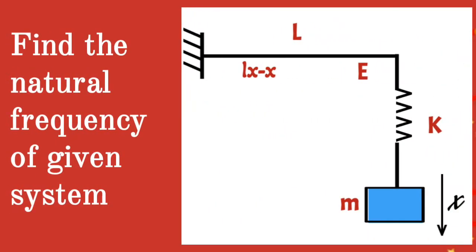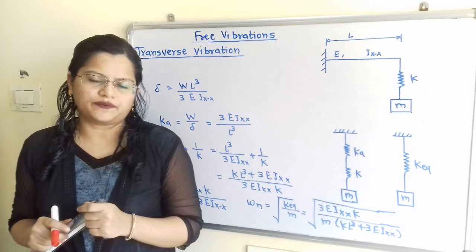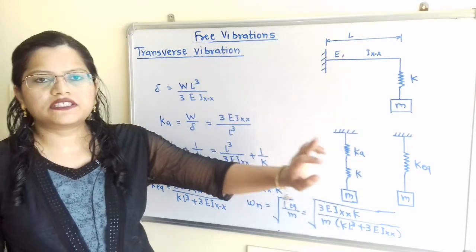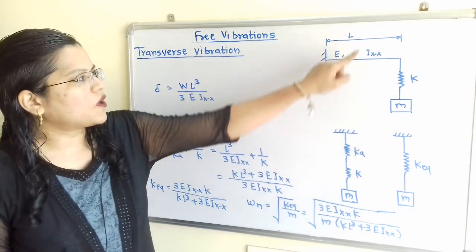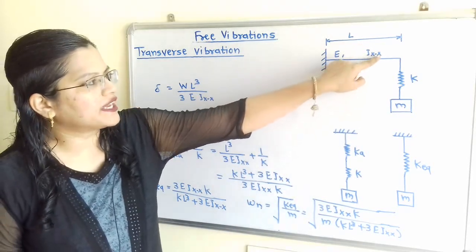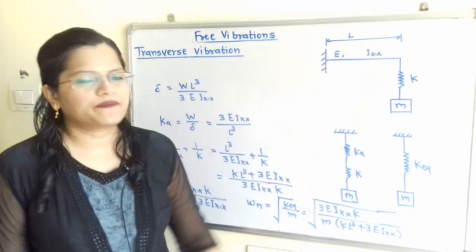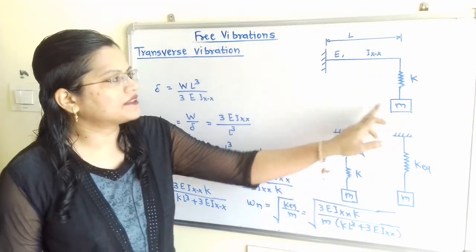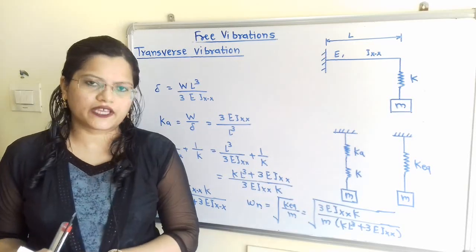Find the natural frequency of the given system. Let us understand the given system. A cantilever beam is given with modulus of elasticity E, then the mass moment of inertia about this cross section xx, that is Ixx, and length L. It is connected to a linear spring with stiffness K and mass M. And for this system we have to find out the natural frequency.